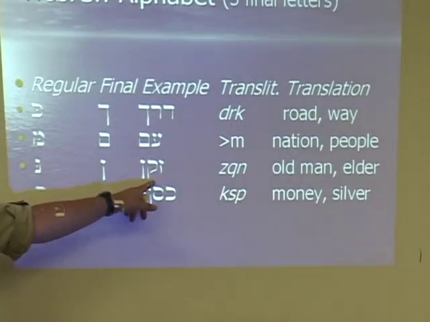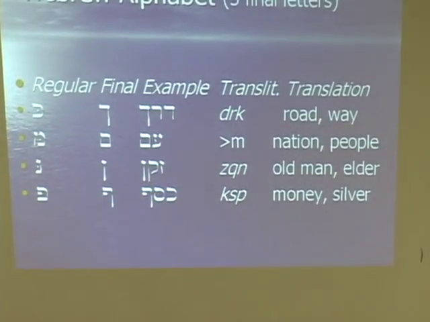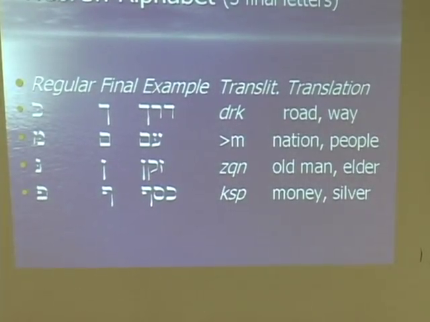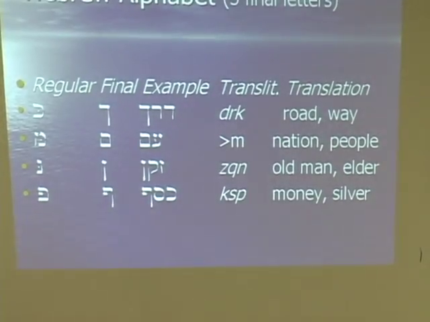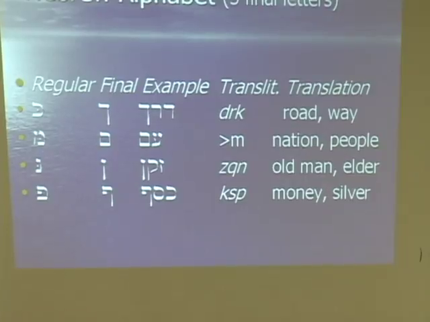Next word is zaken, which means old man or older or elder, and then kesef, money or silver. This is kesef.